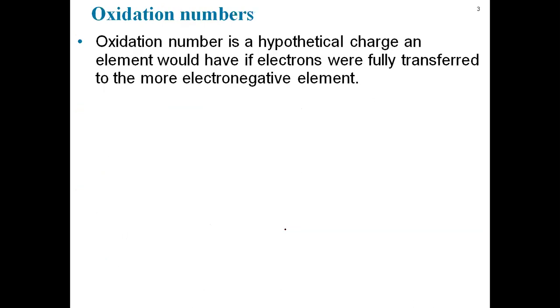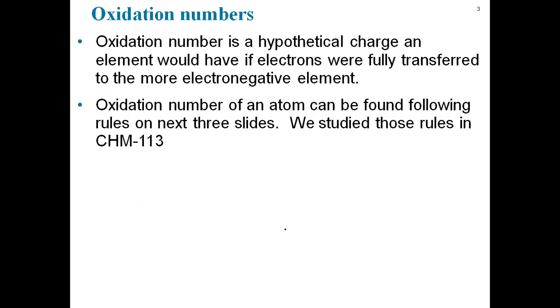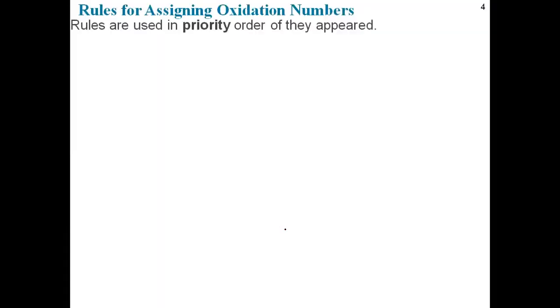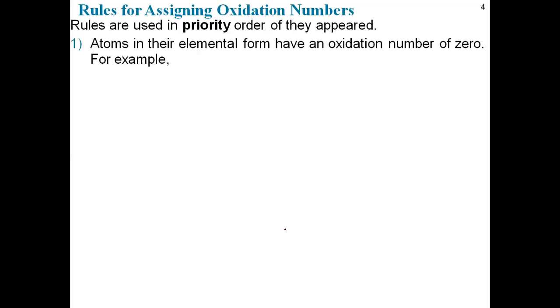Oxidation number is a hypothetical charge an element will have if electrons were fully transferred to the more electronegative element. Oxidation numbers of atoms can be found following the rules on the next slide. We studied those rules in Chem 113, so I will go very quickly through them. The rules have a priority. You use the higher priority rule first to solve the problem if you can. If you cannot, then go to the next rule.